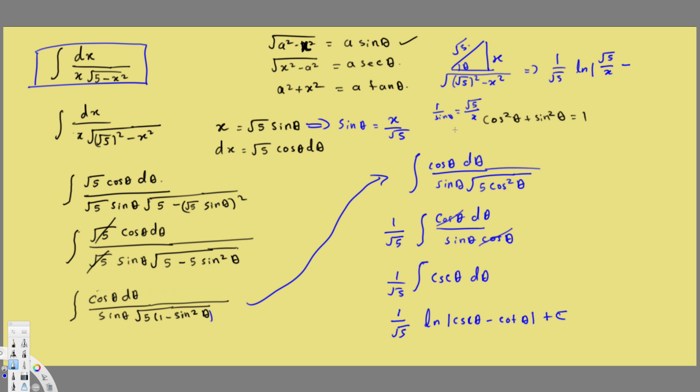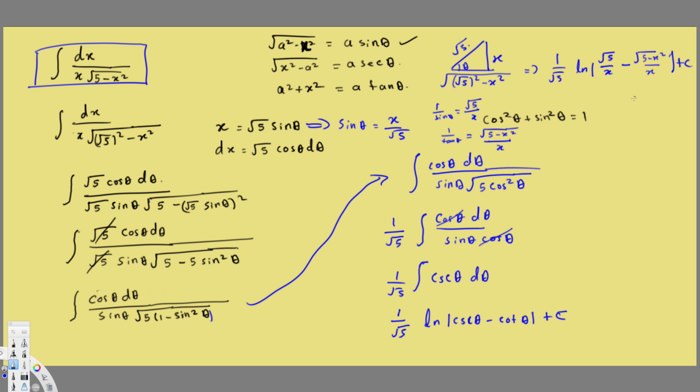Cot theta is the reciprocal of tan theta, so 1 over tan theta. Tan theta is opposite over adjacent, so cot theta is going to be adjacent over opposite. So this is going to be the square root of 5 minus x square, because root 5 square is 5, over the opposite x. So we can write this right here: square root of 5 minus x square over x, plus constant.